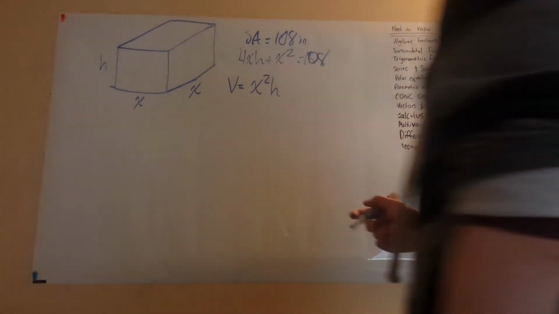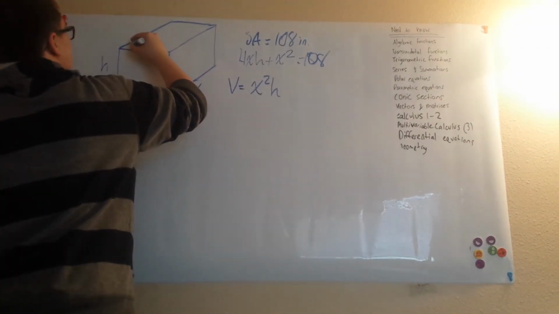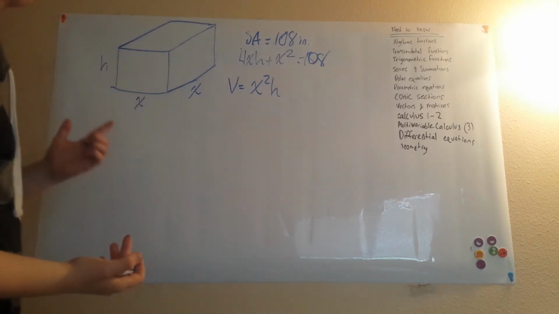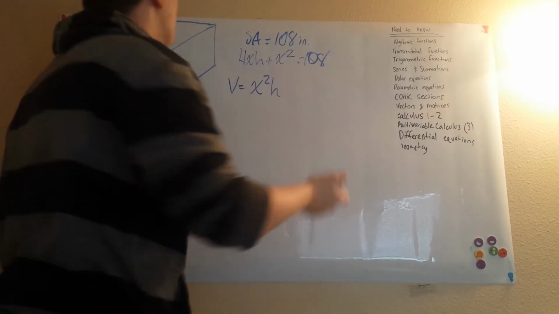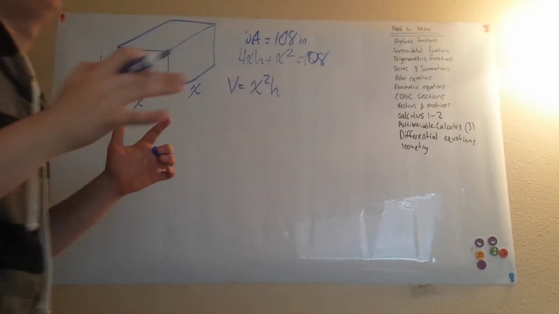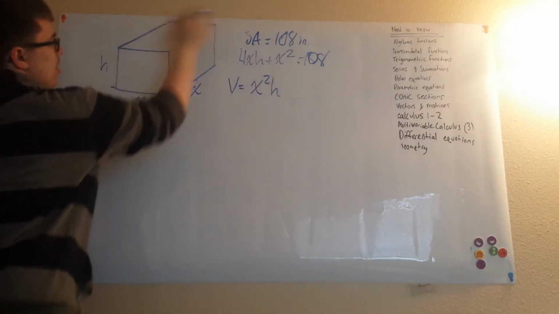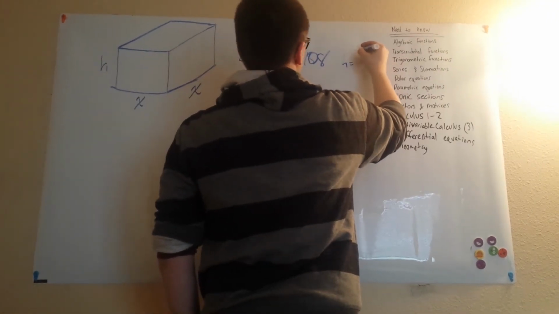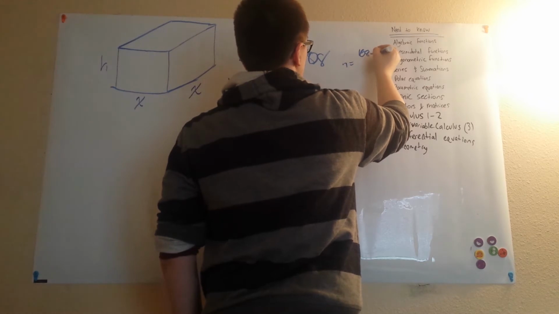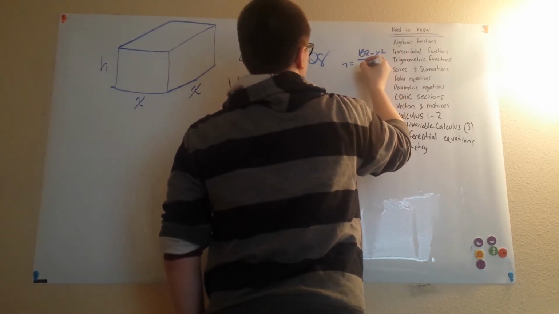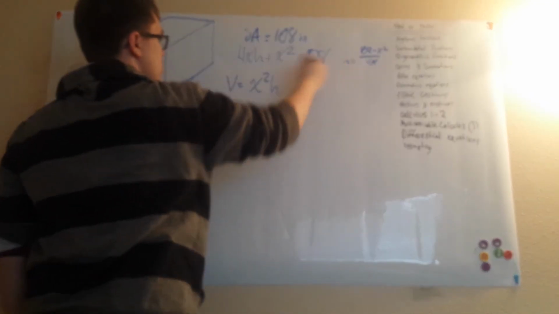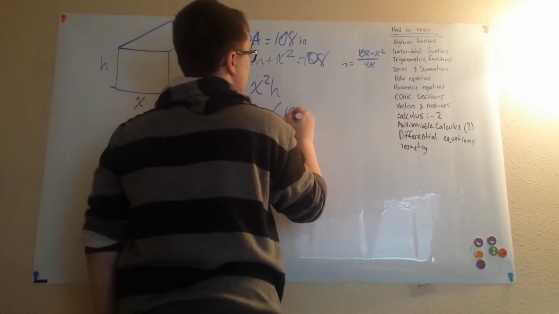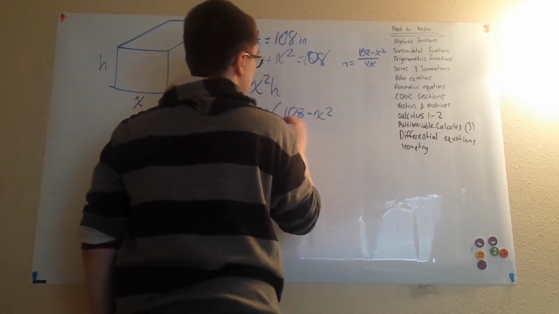And the box has a lid. It doesn't have a lid, sorry, it's an open box. That's why my surface area was off. So the box is open, so it's just that. That's why h would be 108 minus x squared over 4x. We substitute that for h here, so we have volume equals x squared times 108 minus x squared over 4x.